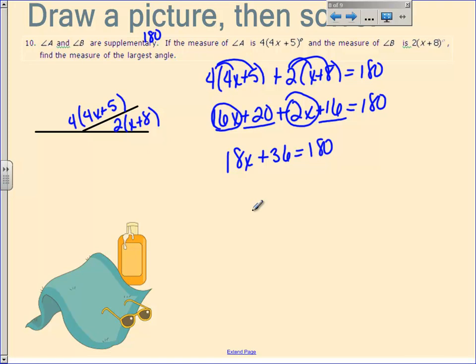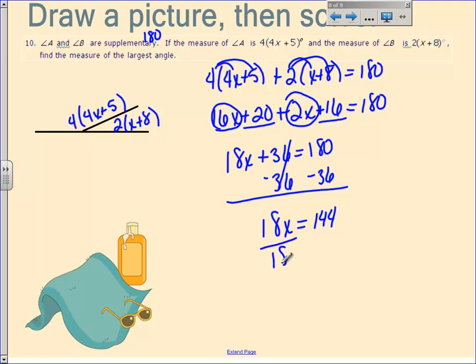Well, now I'm going to solve this just like I've solved all my other ones. And I'm going to subtract 36 from both sides so I can cancel it. Which is 144, so I have 18x equals 144. I'm going to divide both sides by 18. And I get that x equals 8. But that's not what they asked me for. They asked me to find the largest angle.